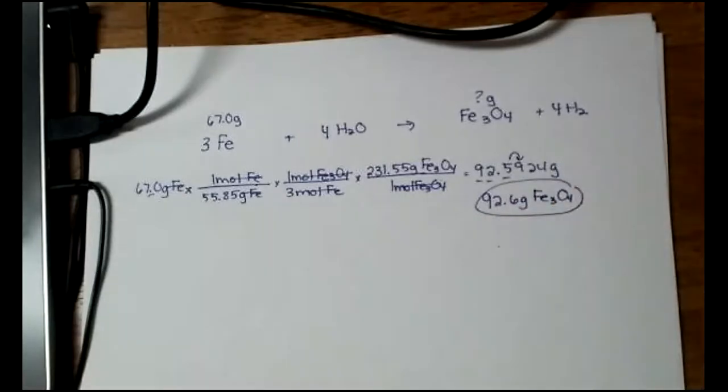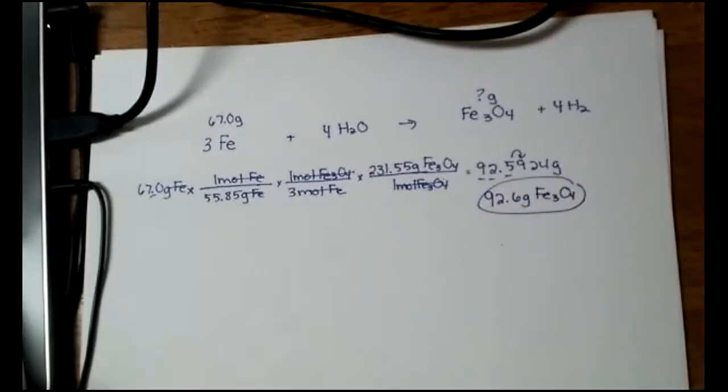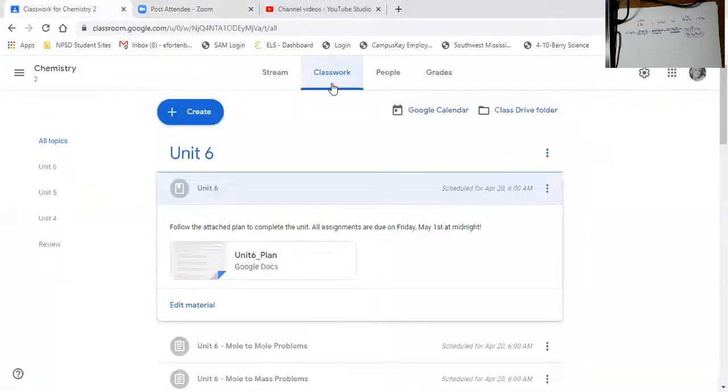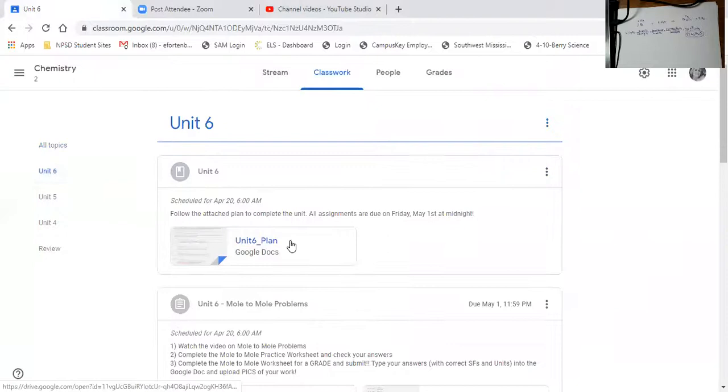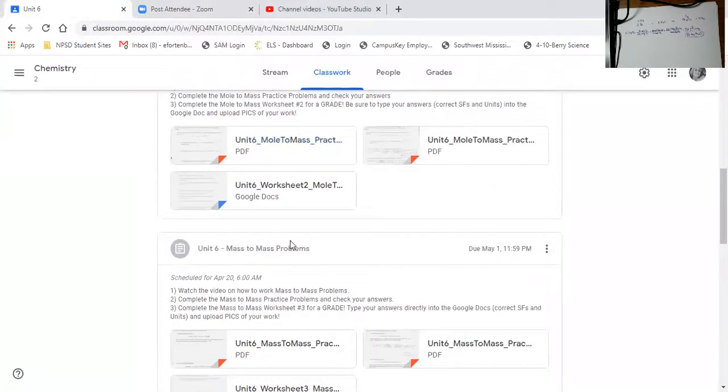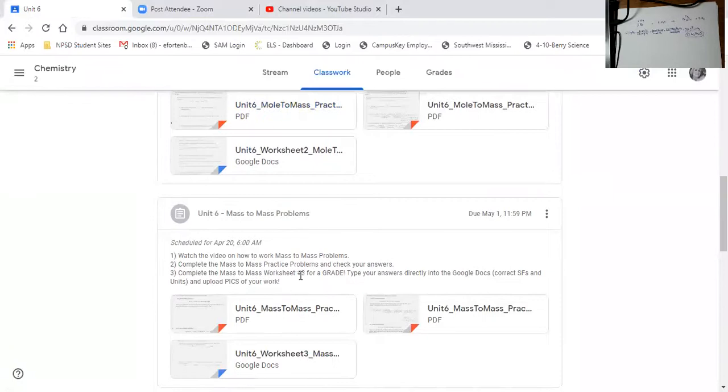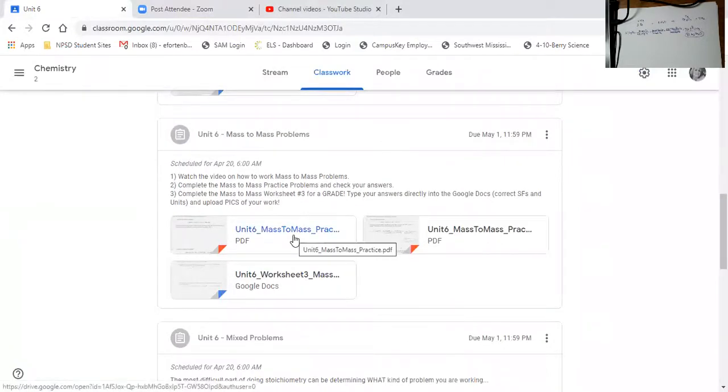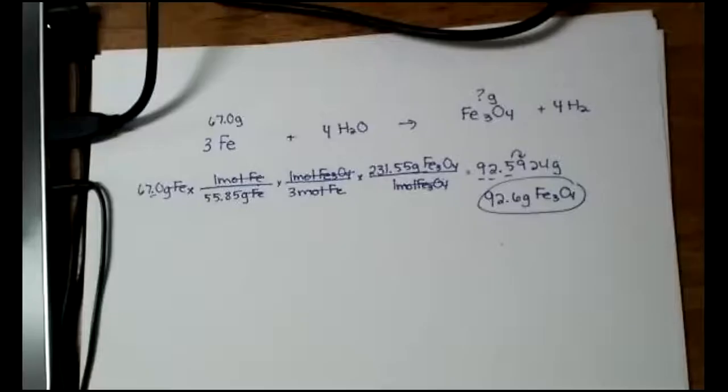And that's my answer. Okay, so once again, when you get to the classroom, you're going to see this under classwork for Unit 6, mass to mass problems. Right here, I've provided you with some practice problems. And then right here are the answers to those practice problems so that you can see how you're doing. If you have any questions about anything, just feel free to drop those questions in the comments, and good luck.